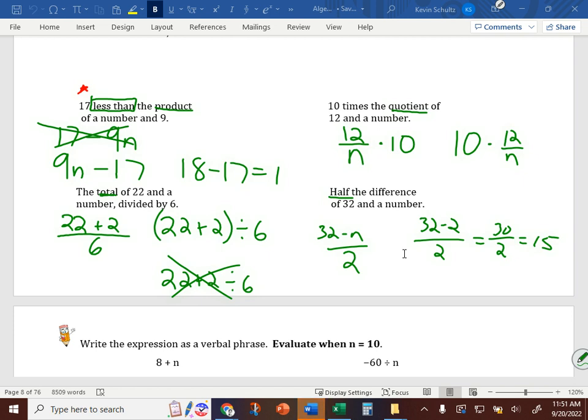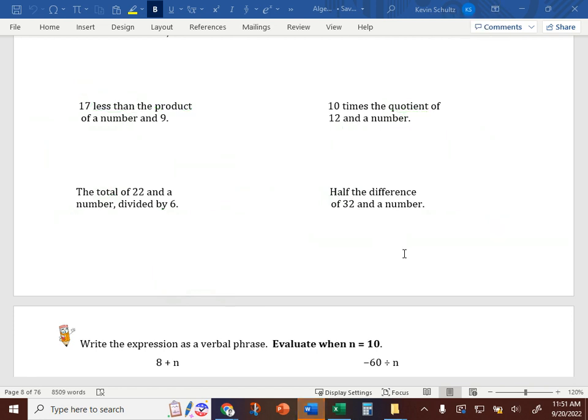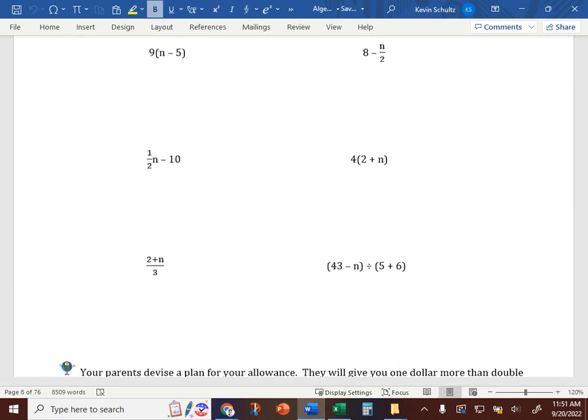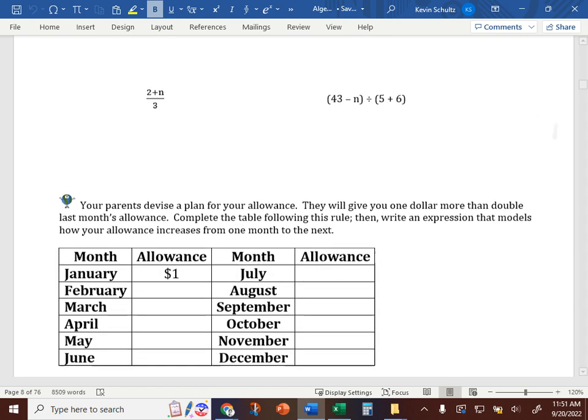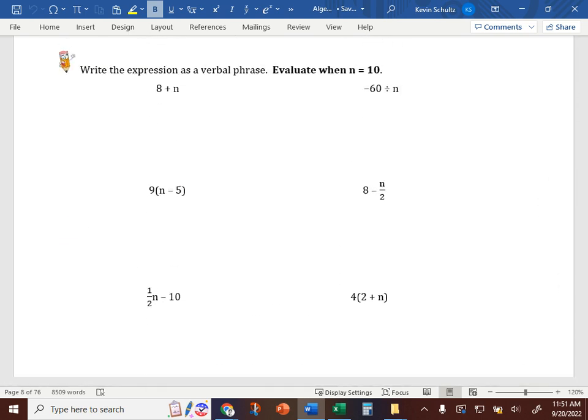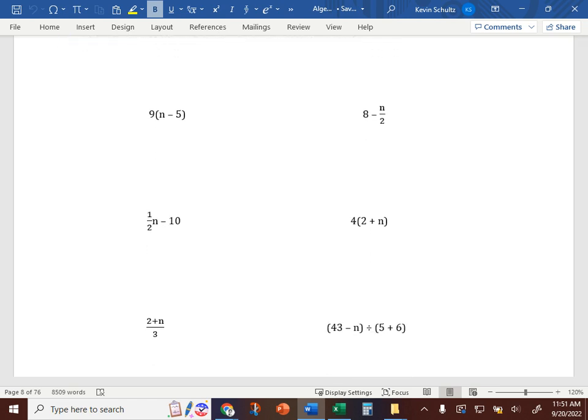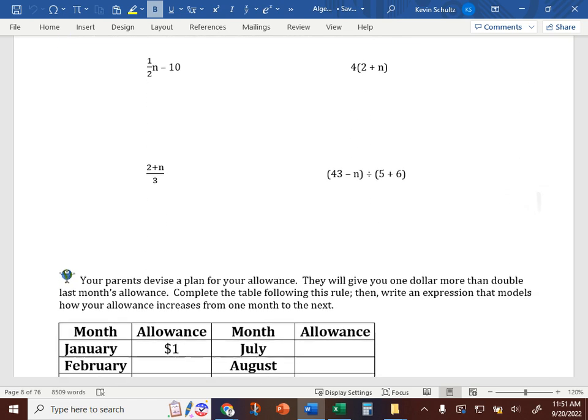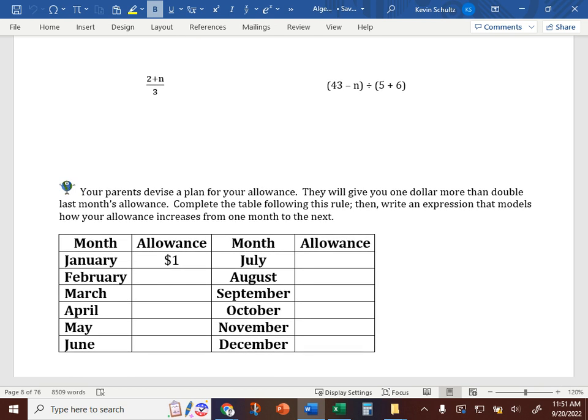All right, the back side, the second side of this page, we get to go the other way now. I give you the expression, and you're writing the verbal statement. See what you can do for this. Your homework will be this back side here. Use those words from the chart, and including this table down at the bottom. That's part of your work as well.